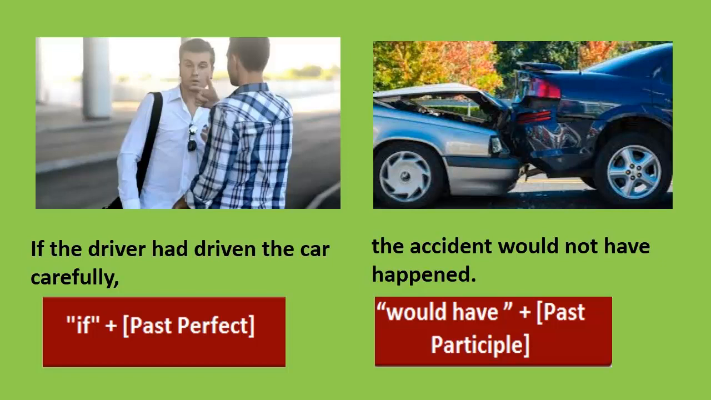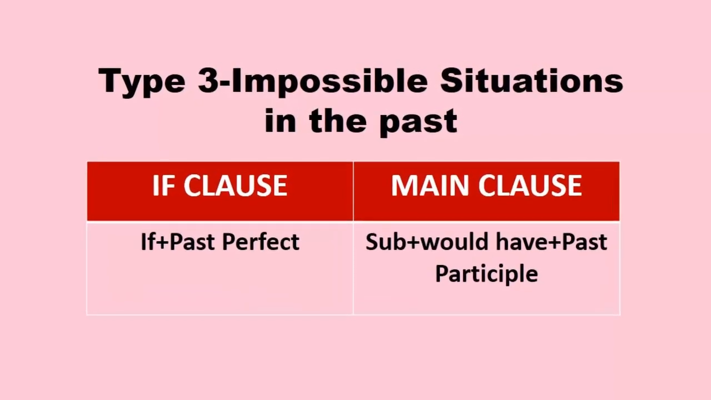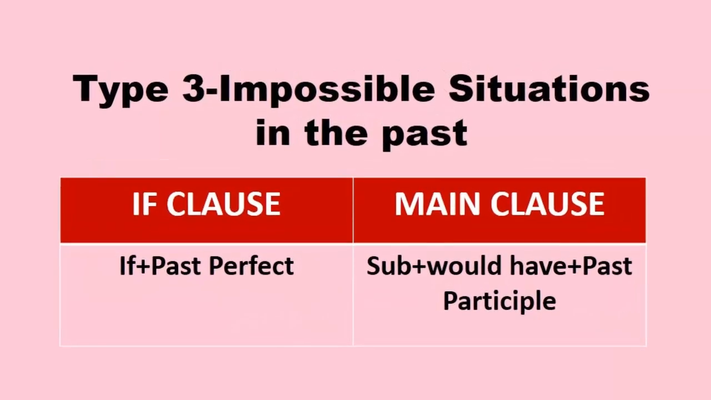The structure of the first part of the sentence is if plus past perfect. The result part of the sentence is the accident would not have happened. The structure of the second part of the sentence is subject plus would have plus past participle. The structure of this type of conditional sentence is used for impossible situations of the past.